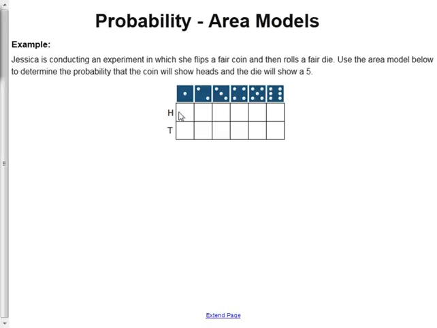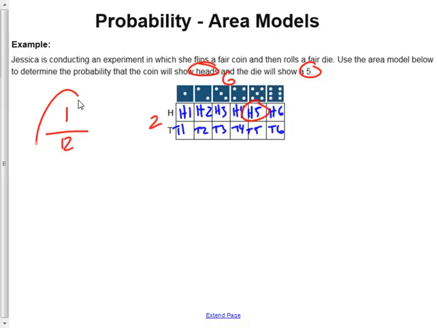First, I'm going to fill in the area model, how they'd like you to do it here. We say heads 1, heads 2, heads 3, heads 4, heads 5, and heads 6. These are all heads, and then we get our numbers from above. So these are going to be tails 1, tails 2, tails 3, tails 4, tails 5, and tails 6. Now we're trying to get a heads and a 5. This is the only place that actually happens. So it happens one time out of, I have 2 events here and 6 events here, so 12. It happens 1 out of 12 times.